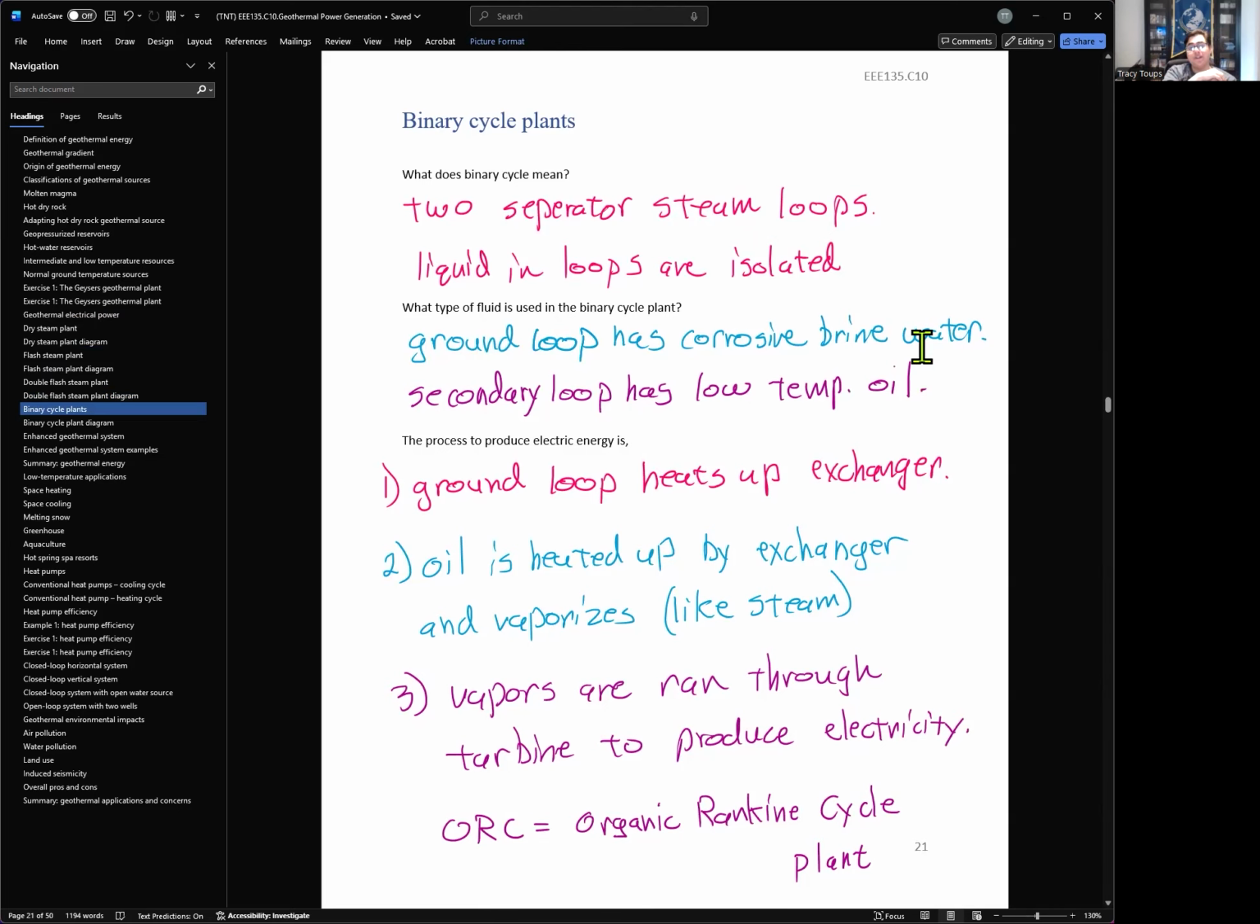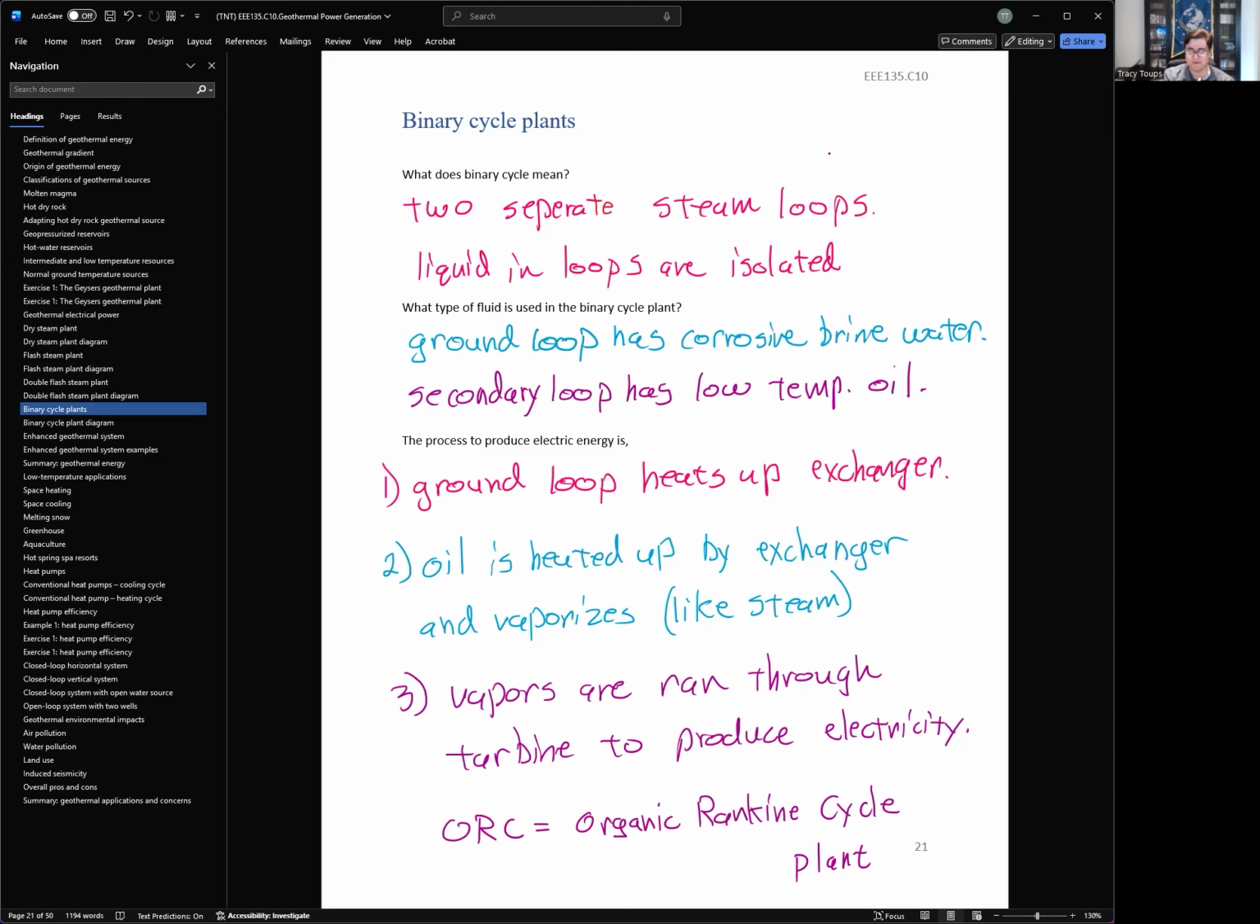Another system we can use is called a binary cycle plant. This is where we have two separate steam loops, right? Very small typo here to fix. It's not separator, it's separate. So two separate steam loops. Liquid and loops are isolated, meaning they'll never mix.